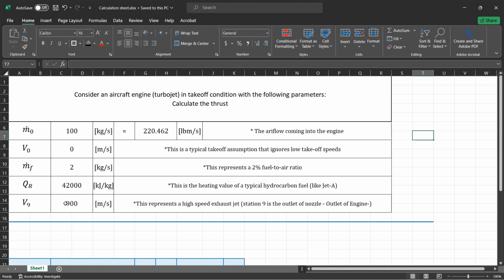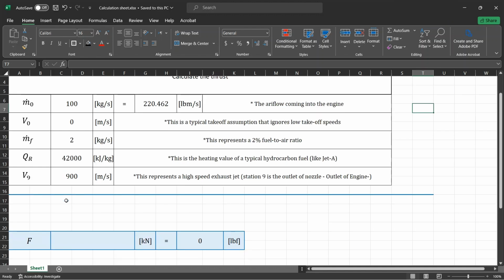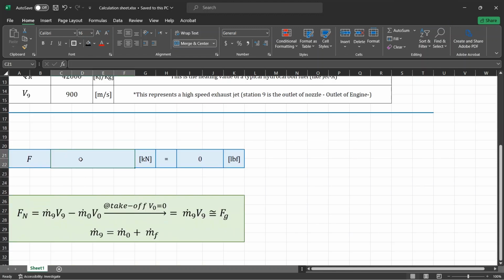So in this calculation, basically the thrust is the amount of airflow times its speed, which is added from the first part of the engine to the final part of the engine. When it goes through the different stations, it's going to have a lot more speed. Now, how do we calculate that? We're just going to use this calculation now.